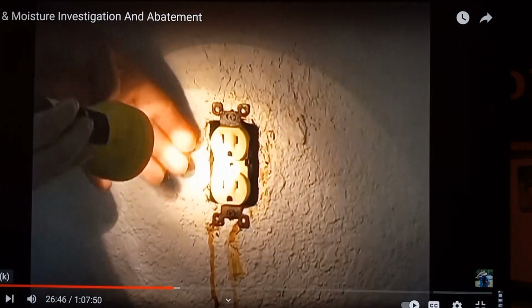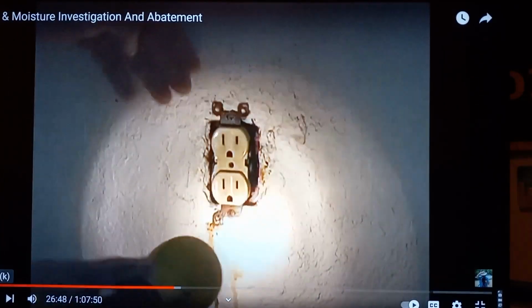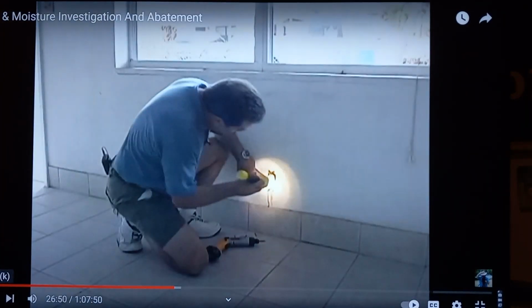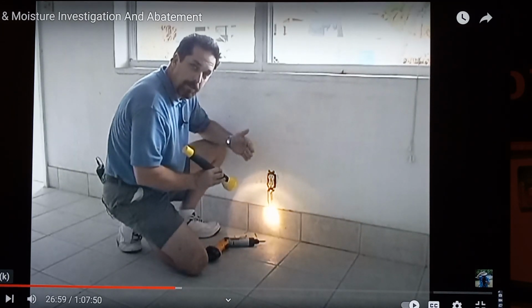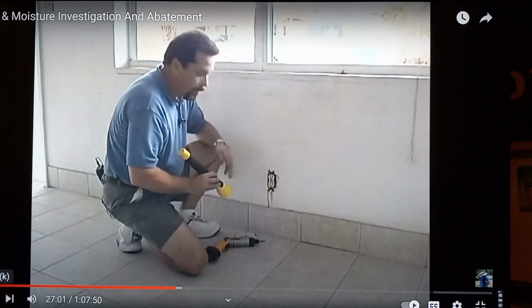And using our flashlight, we can see how severely rusted and corroded all the wiring connections are inside. So we know that this has been submerged, and it's an immediate electrical concern, and the connection should actually be cut back, new wire revealed, and a new device installed.